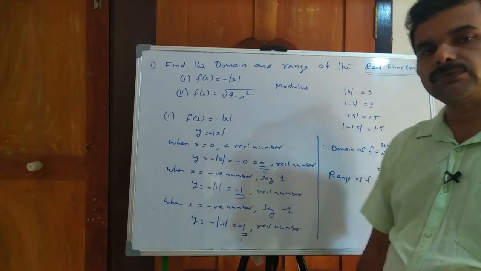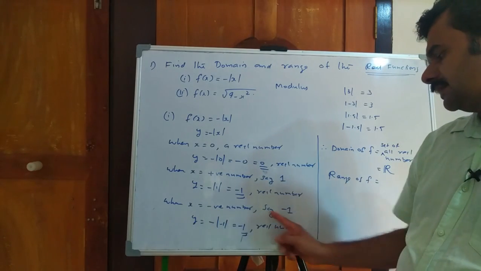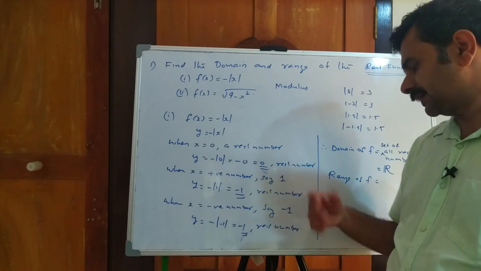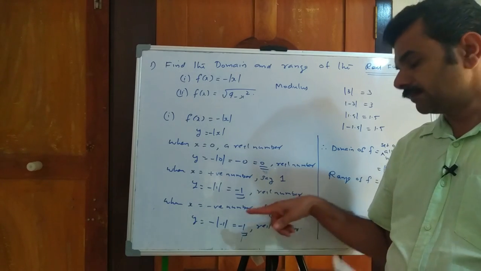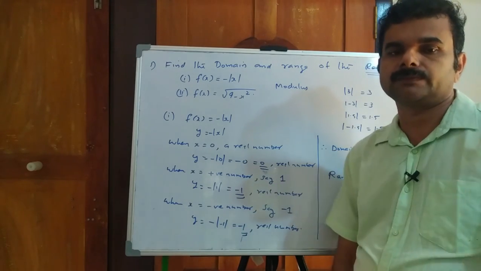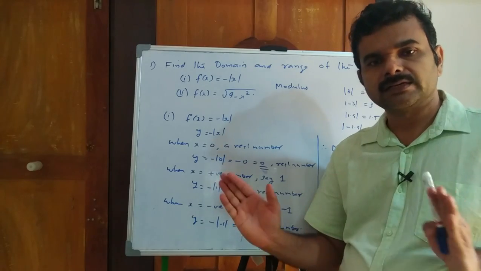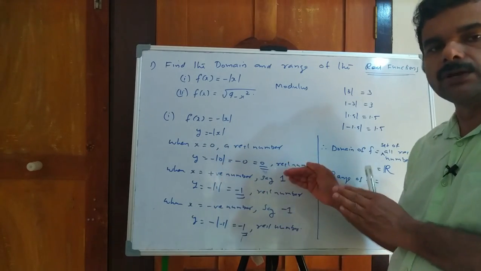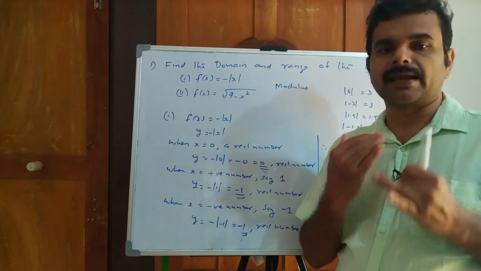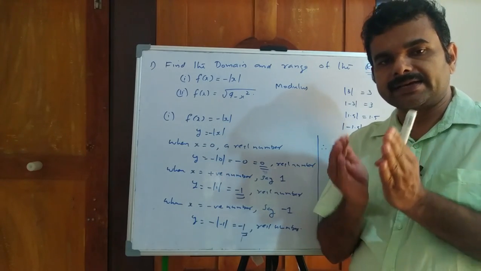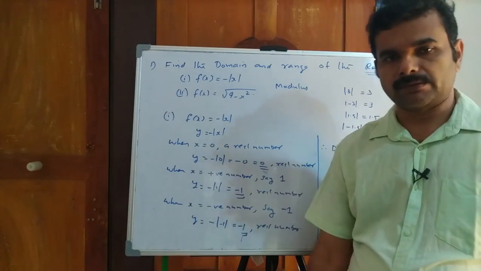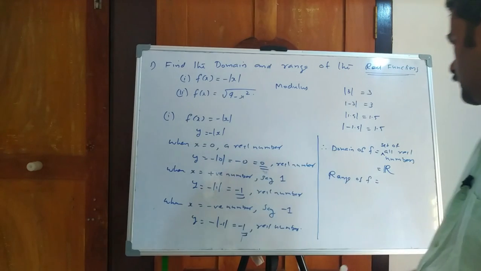It's negative. When x equals 3, minus 3. x equals 4, minus 4. Similarly, when x is equal to minus 1, the answer is minus 1. x equals minus 2, the answer is minus 2. x equals minus 3, the answer is minus 3. This means no positive answer is found. You will not get a positive answer. Whatever value you give, the answer will be either 0 or negative numbers. So the range is the set of all real numbers other than positive real numbers.